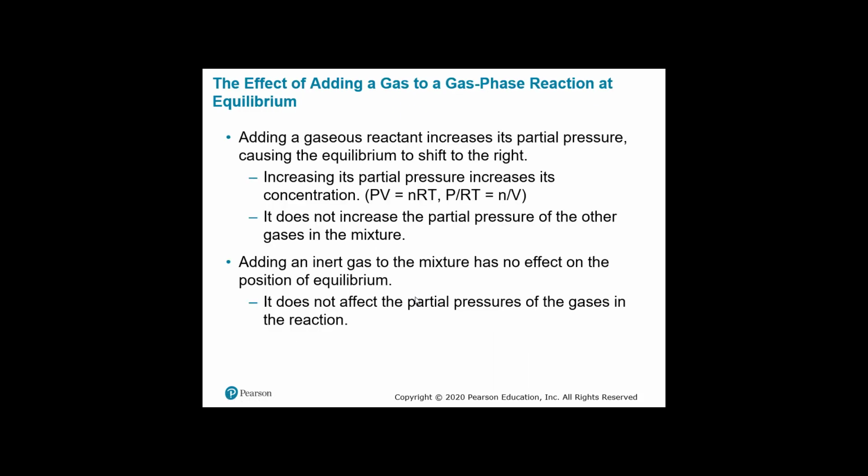Adding a gaseous reactant increases partial pressure, causing the equilibrium to shift to the right. Increasing its partial pressure increases its concentration. Remember, we can substitute these in: n over V, in this case moles over volume. It does not increase the partial pressure of the other gases in the mixture. I'm not going to really focus too much on this; I'm just looking more at the changes overall. Adding an inert gas to the mixture has no effect on the position of equilibrium. It does not affect the partial pressures of the gases in the reaction.